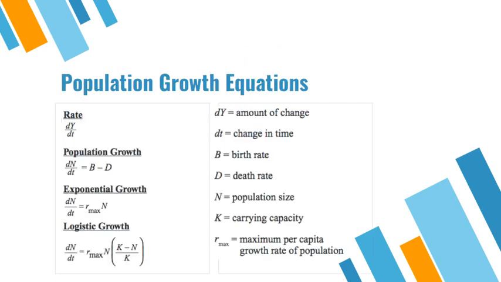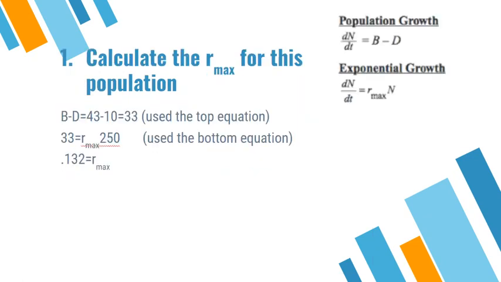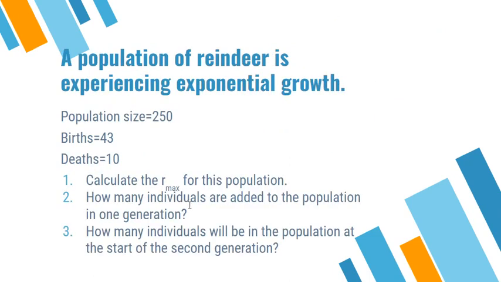So what this means, again, R max is the maximum growth rate. So that means this population can grow by 0.132 or 13.2% every generation. Does that make sense? All right. So that was the first question that was asked. The second question that was asked was, how many individuals are added to the population? Y'all don't make this harder than it is. If we had 43 births and 10 deaths, how many were added?